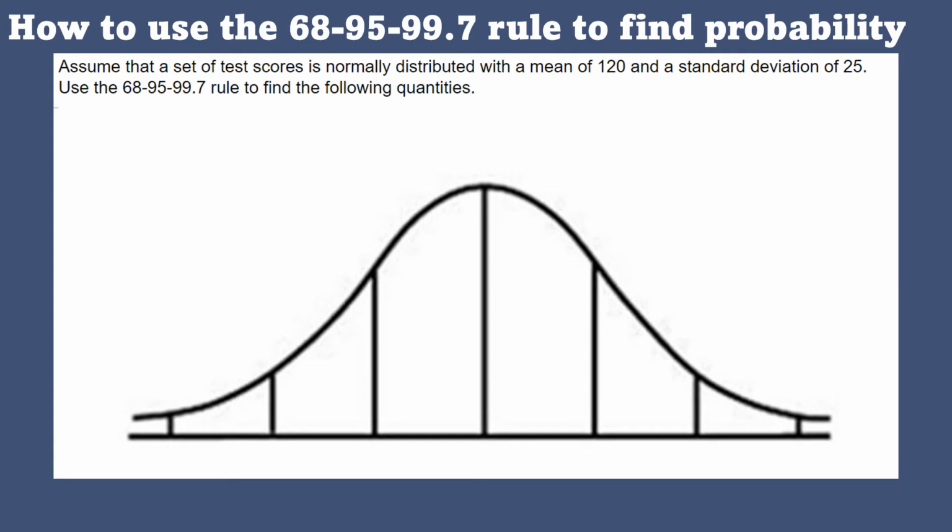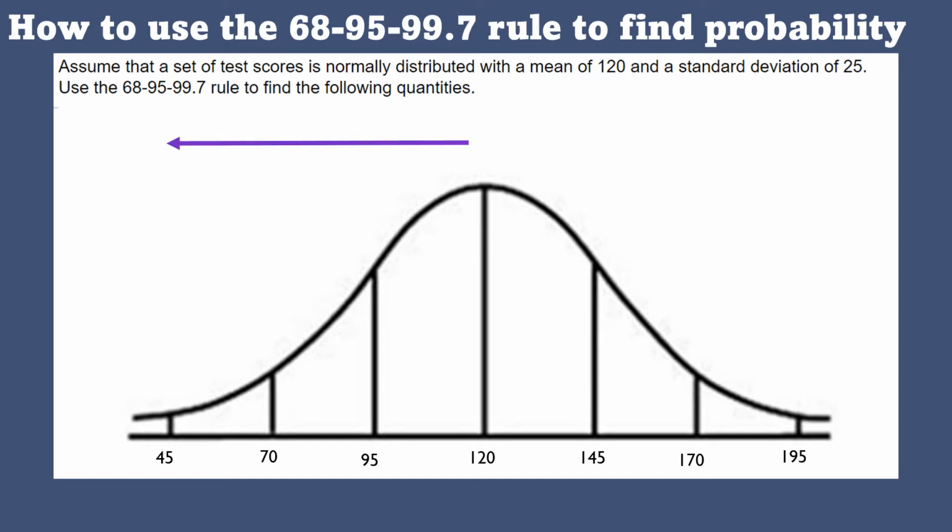All right. In this example, we want to use not a z-score table, but the empirical rule, the 68, 95, 99.7 rule. The first thing I want to do is put my mean in the middle of my curve. Then I'm going to go up by my standard deviation, up 25 each time. I'm also going to go the other way and subtract 25, subtract 25, subtract 25. So I've got this range and I've got my normal curve.